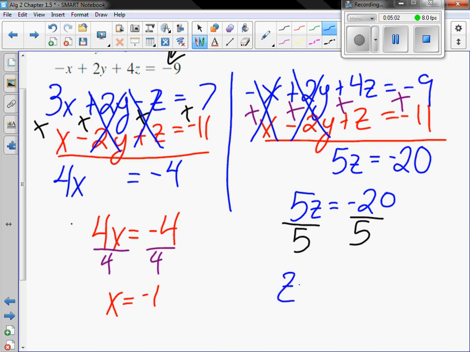And z equals negative 4. How many variables do we still not know the value of? 1, yes?